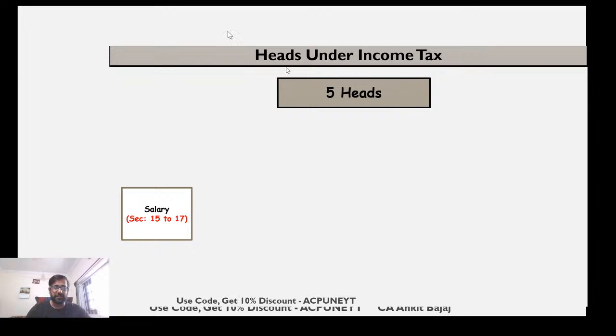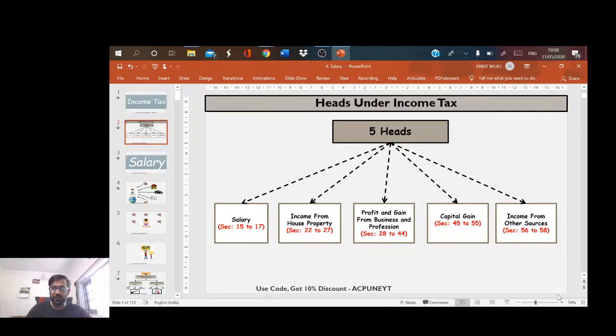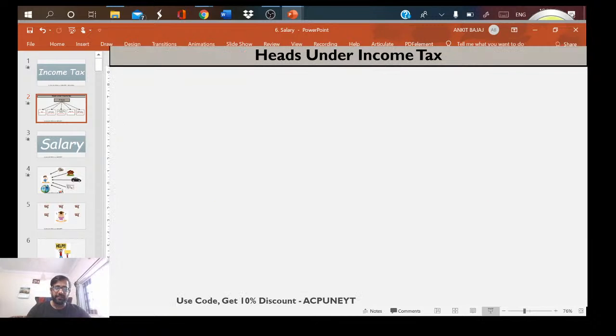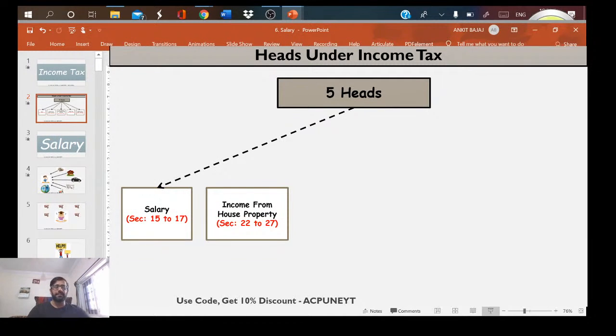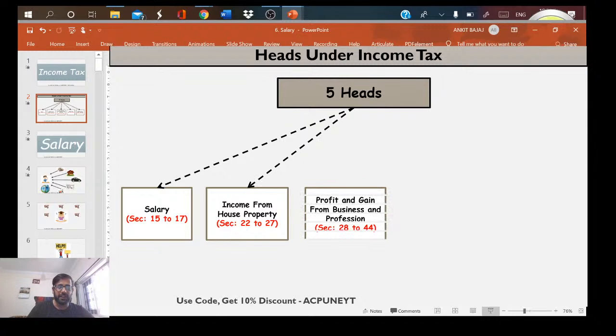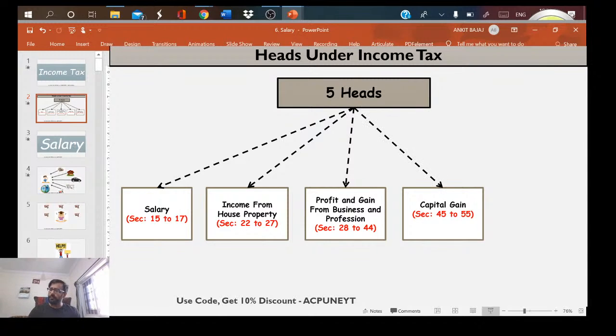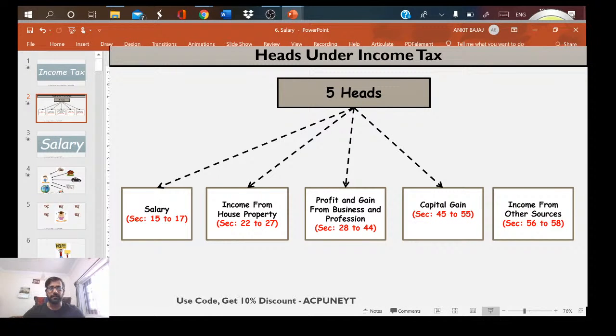Okay. So before discussing the salary chapter, I want to discuss the heads. How many heads are there? In income tax, there are five heads. The first head is salary. The second head is income from house property. The third is profit and gain from business and profession. The fourth head is capital gain, and the fifth head is income from other sources.